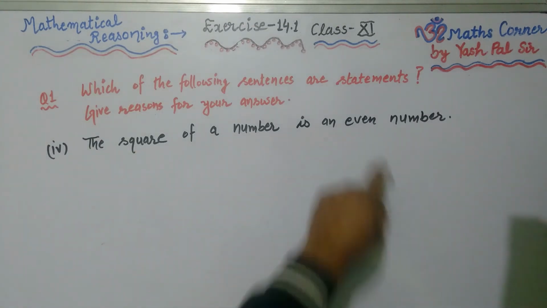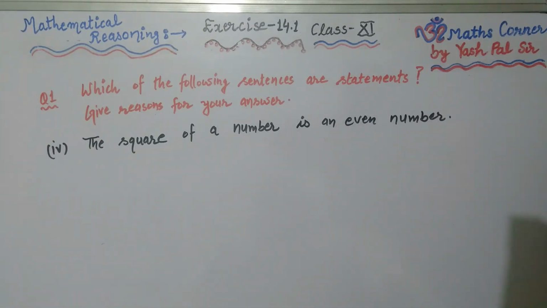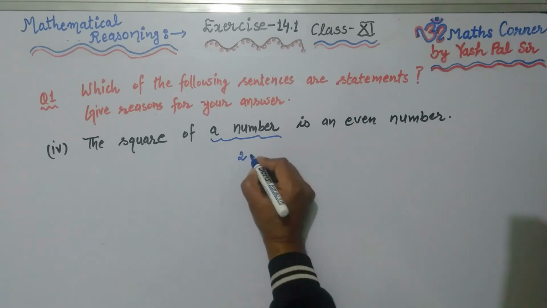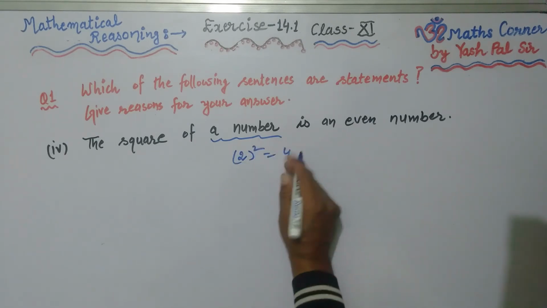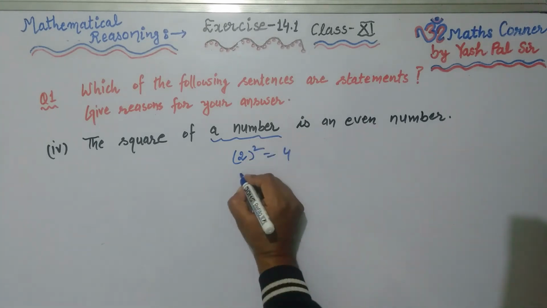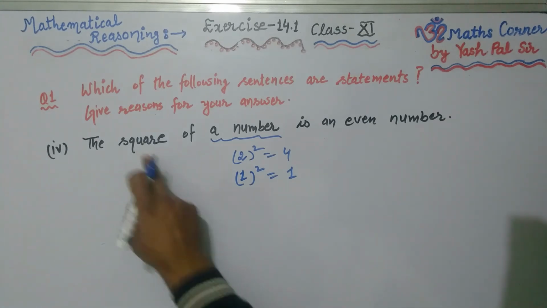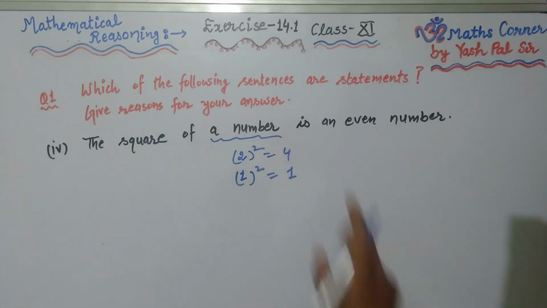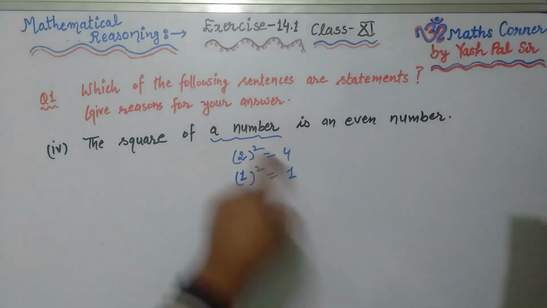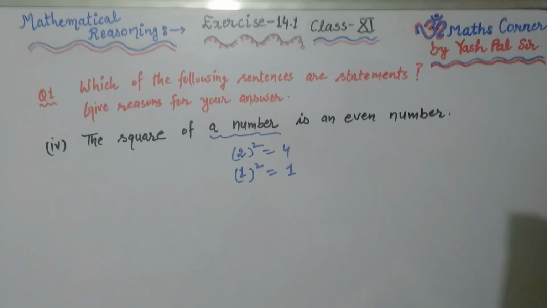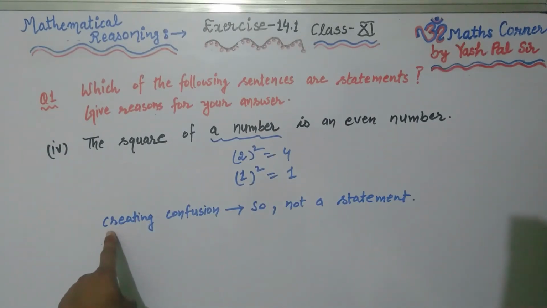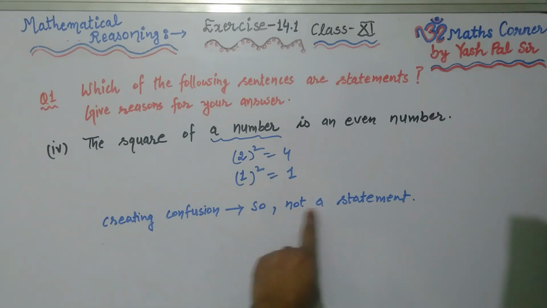The square of a number is an even number. So what do we think? This is creating confusion. Why is this creating confusion? Because we don't know what the number is. If it is an even number, suppose 2, then its square is 4, which is even. But if it is an odd number, then its square is 1, which is odd. So this sentence is creating confusion. So in mathematics this is not a statement. So what do we write in the answer? This is creating confusion, so not a statement.